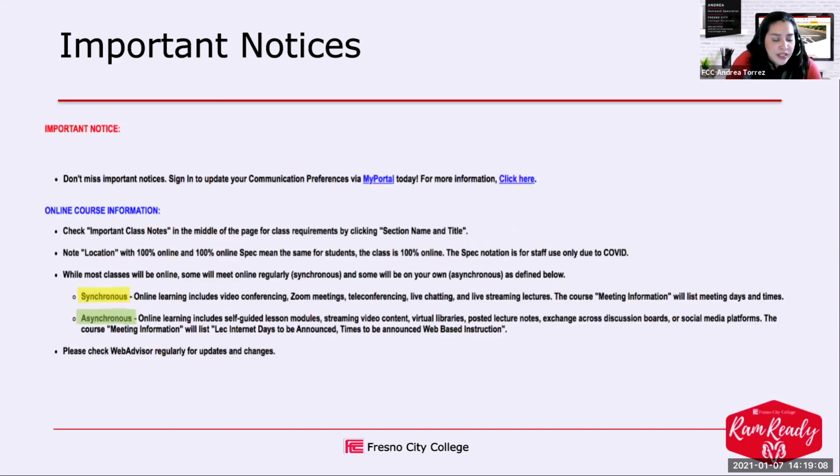So the synchronous classes, highlighted here in yellow, mean that it's a combination of using your Canvas account and also attending some live sessions that your instructor may be posting. So they might be utilizing Zoom or other video conferencing, live chatting, live streaming lectures, and you will be required to attend those. So you want to get familiar with the wording that is located after each of your classes to determine if it's a synchronous class or an asynchronous class.